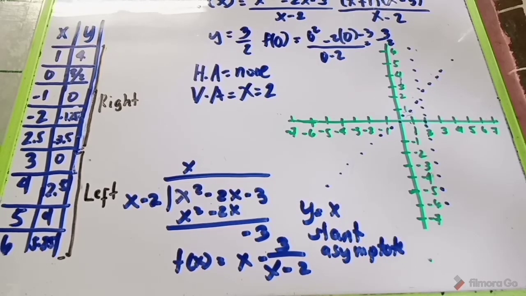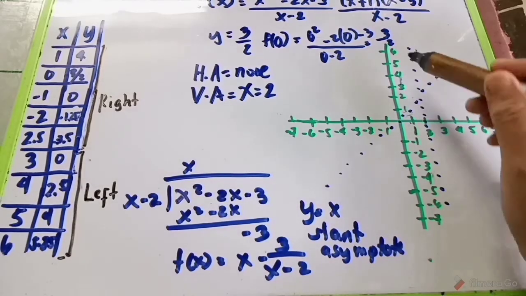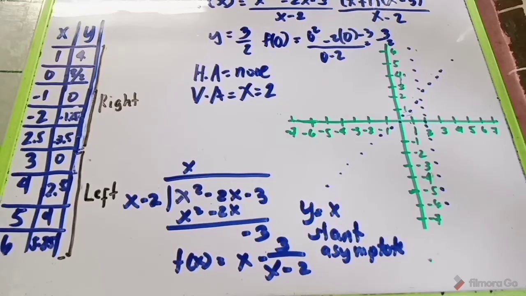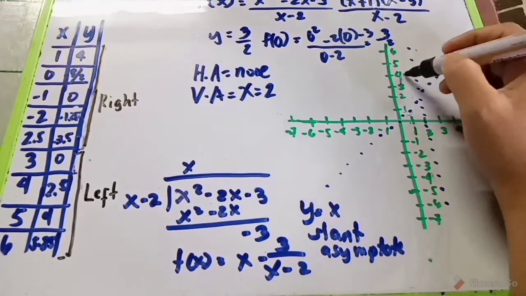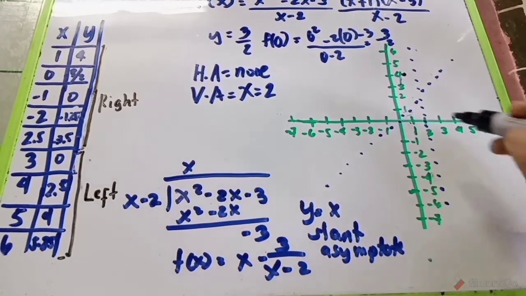So first, where is 1 and 4? How do I identify 1 here? Let's go first to the right. So 1 and 4. Where is 1 and 4 here? Here. This will be 1. Take note. Let's go ahead. Let's change our marker pen to black. This is 1 and 4. 1 and 4. 0 and 1.5.